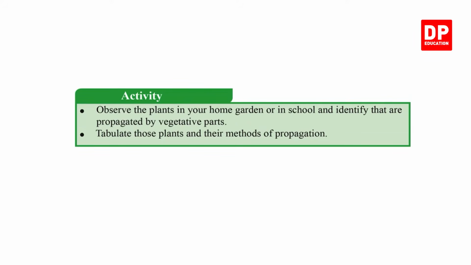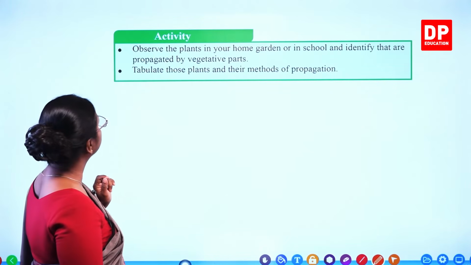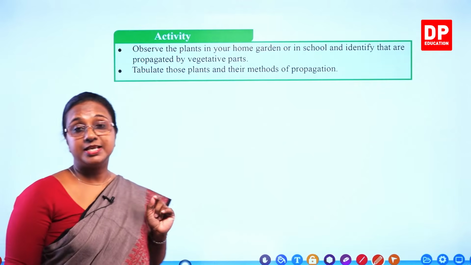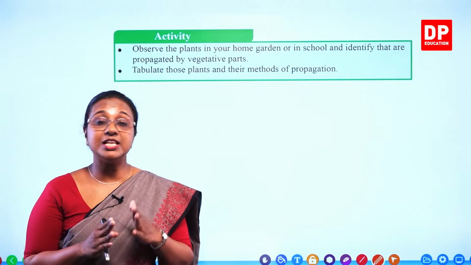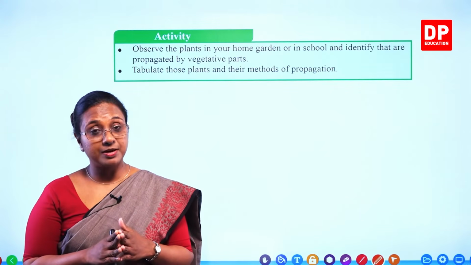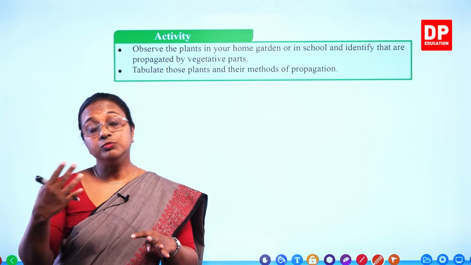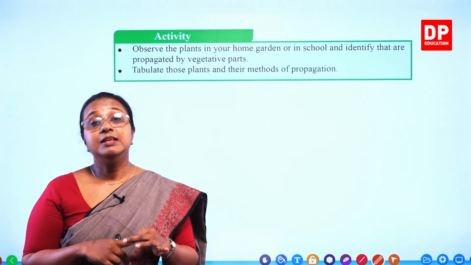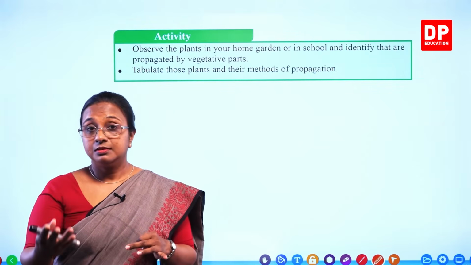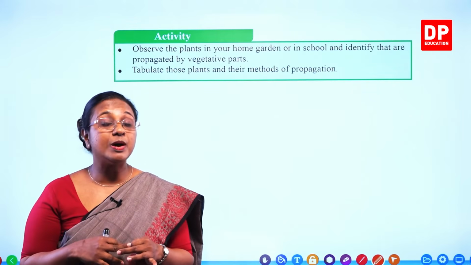So then we have an activity here, students. Observe the plants in your home garden or in school and identify those that are propagated by vegetative parts. So far we have discussed the natural vegetative reproduction. Roots, for example, curry leaves, bael, guava, all those reproduce by roots. Then when we saw leaves, begonia, kalanchoe or bryophyllum, all these reproduce by leaves.